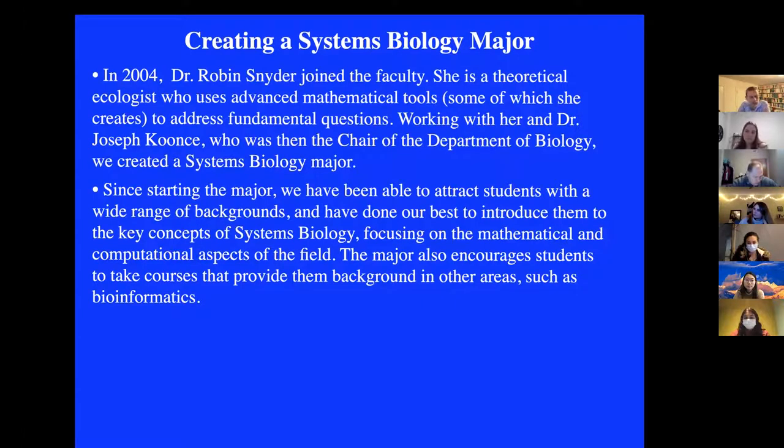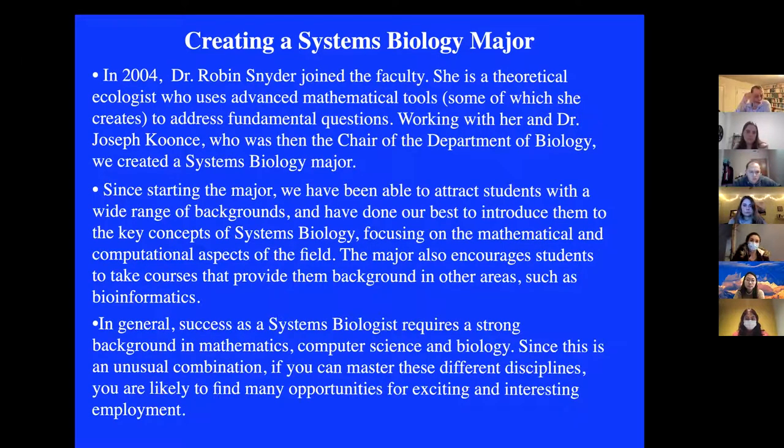And so this allows us to teach the mathematical and computational aspects of systems biology. And part of the major, of course, also encourages students to take courses to give them background in areas such as bioinformatics, databases, computer science, and so on. I just, at this point, and this perhaps is the only thing you'll take away from the entire hour, if you want to be successful as a systems biologist, you need a strong background in math, computer science, and biology. And it doesn't hurt to know physics and it doesn't hurt to know engineering as well, but those are fairly critical: math, computer science, and biology.